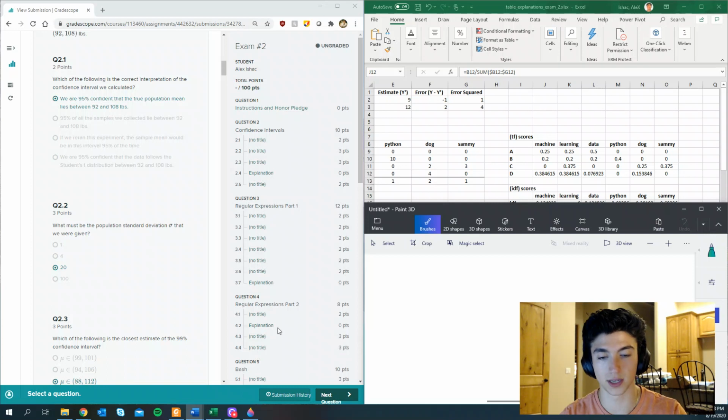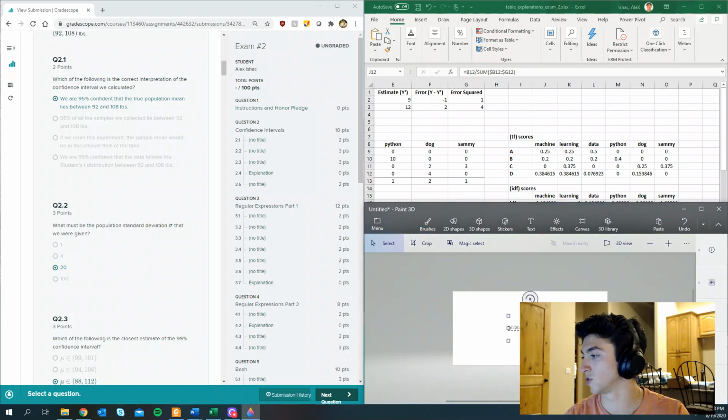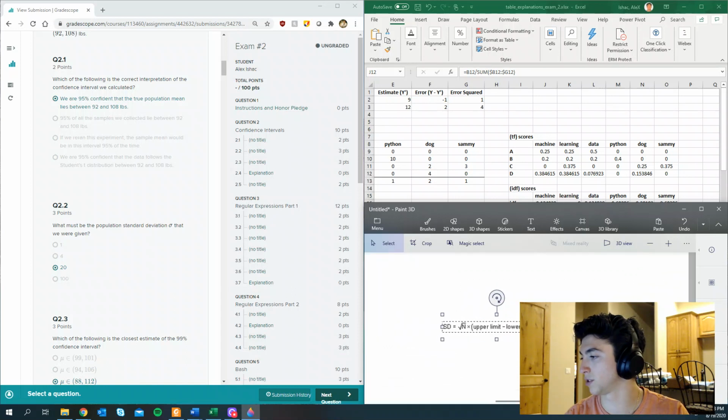Hopefully this works. Let me go ahead. This would be the equation that you use. Hopefully you can see that well. Standard deviation, that's the equation I used.